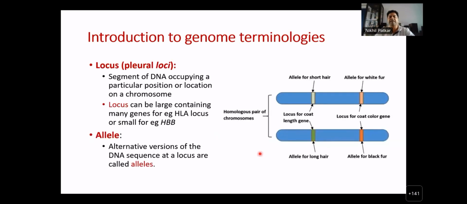When we start using genomic technologies or reading genetic literature, we come across certain terminologies, like what is a locus or what is an allele. A locus, plural loci, is a segment of DNA which occupies a particular region or location on a chromosome. A locus can be large, for example, the HLA locus, or very small, for example, the beta globin gene locus. An allele is an alternative version of a DNA sequence present at a locus. For example, this is an allele for short hair in a dog, and this is an allele for long hair, or an allele for white fur and an allele for black fur. And this region is known as the locus for coat length or coat color. So this is how these terminologies are divided.